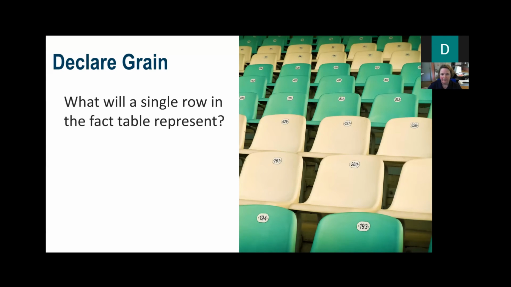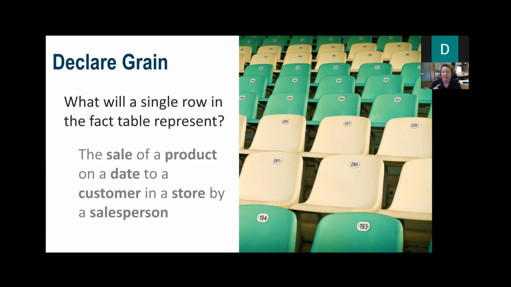Declare the grain. What will a single row in my fact table represent? The sale of a product on a date to a customer in a store by a salesperson. So we've established our grain. That's exactly what's going to be contained in a single row of our fact table. We've declared our grain.